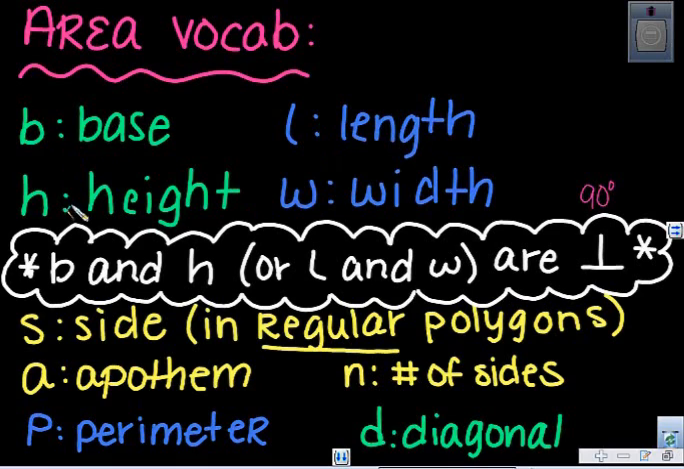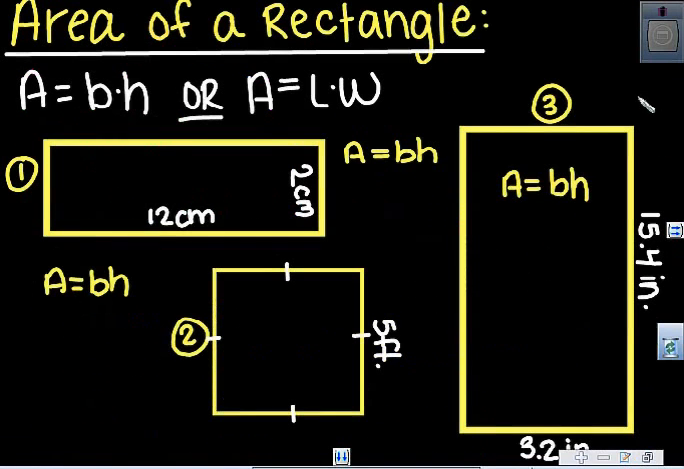It means the same thing, and the base and the height, or if you want to call it length and width, are perpendicular. And remember, perpendicular means they make a 90-degree angle with each other. Okay? So there has to be a 90-degree angle where the base and the height meet, or the length and the width. Okay, we're going to first talk about rectangles, which is a more specific parallelogram, and we're going to solve these out.